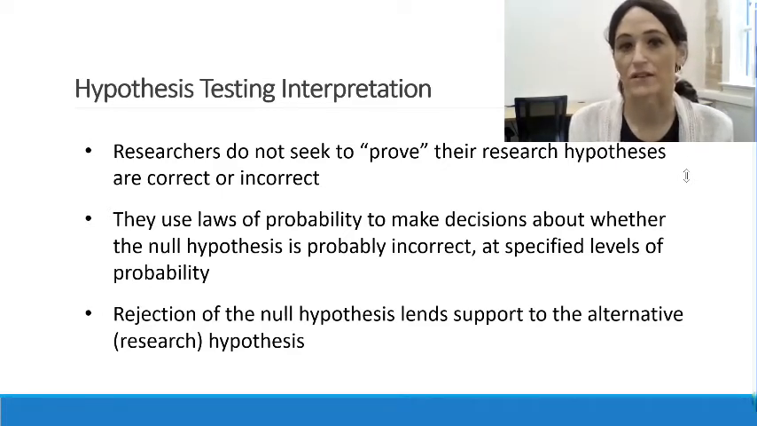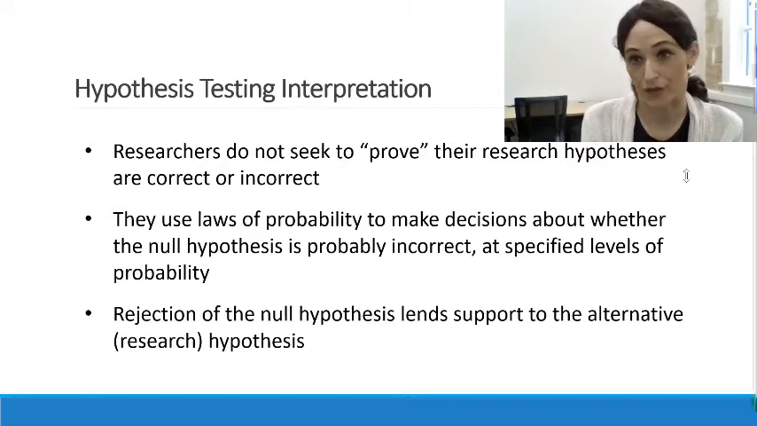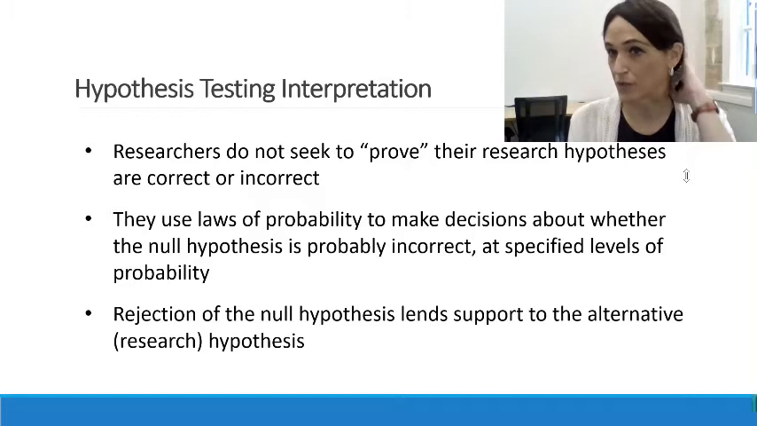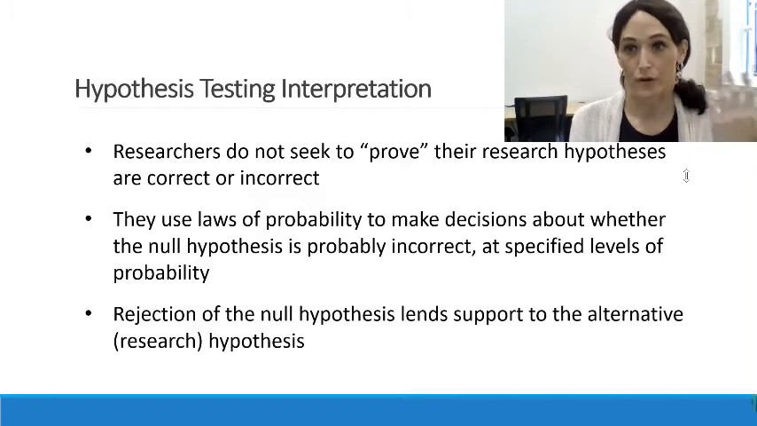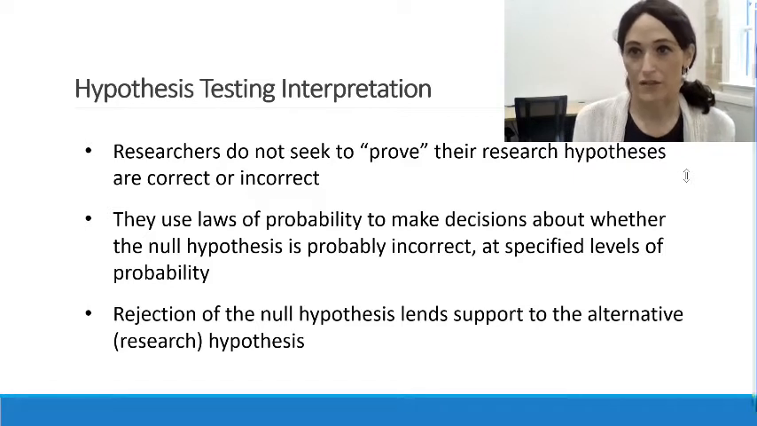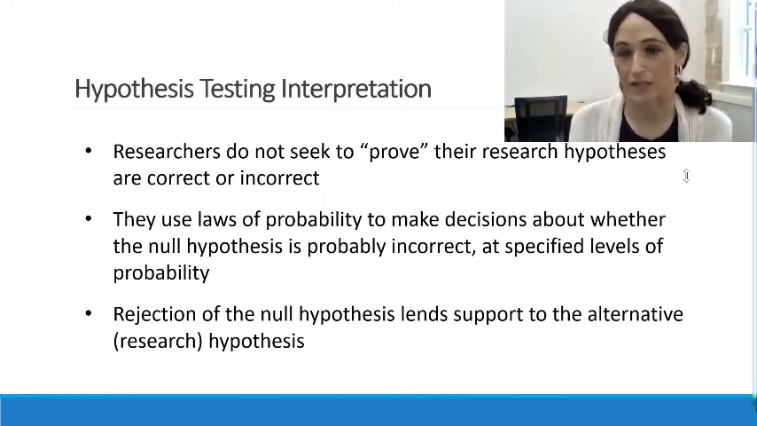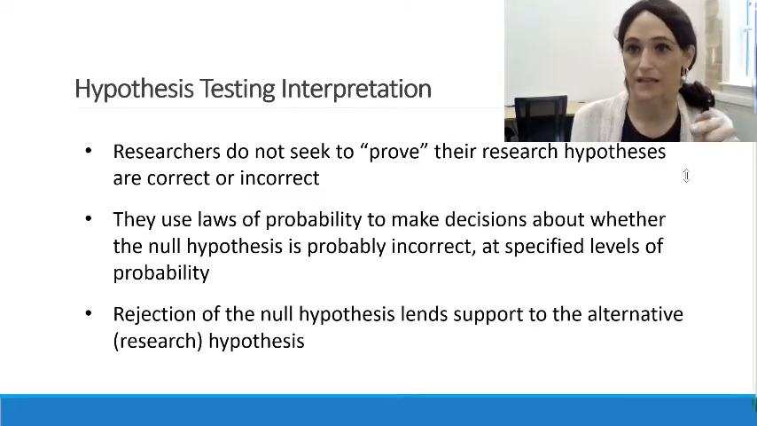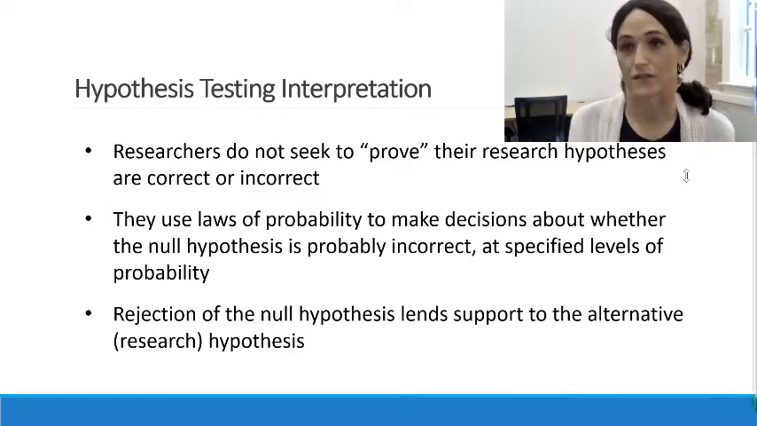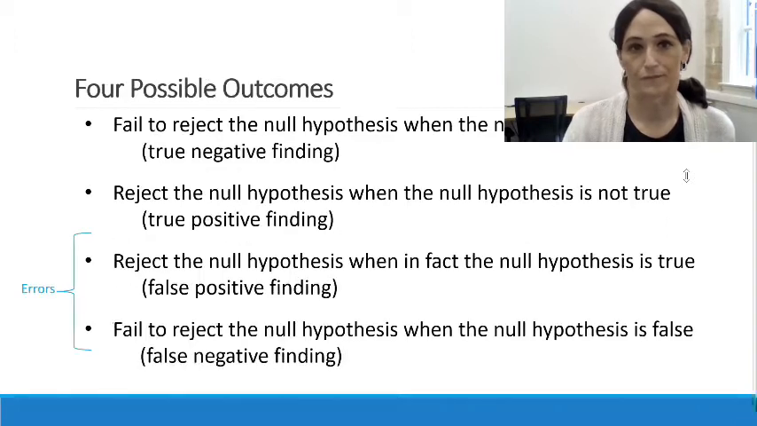Okay, so the rejection of the null hypothesis lends support to the alternative hypothesis, or the research hypothesis. We don't say that we've proven or that this shows that our hypothesis is true, but if we can reject the null hypothesis of no association, we can say that it's very unlikely that there's no association. Therefore, there is an association between two variables.